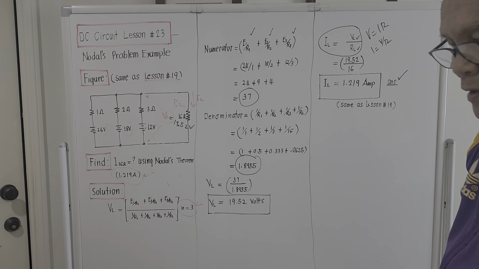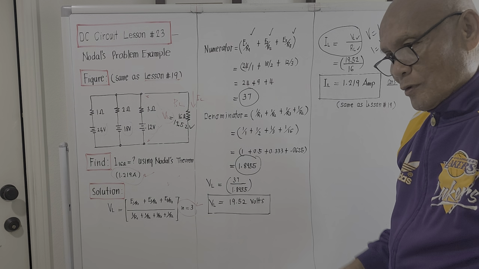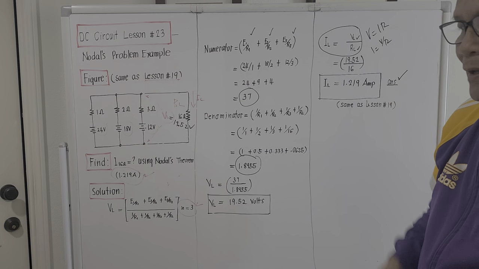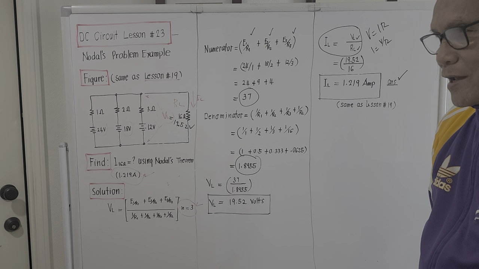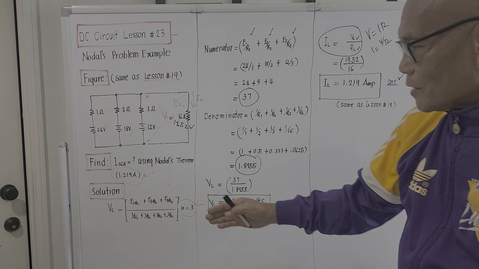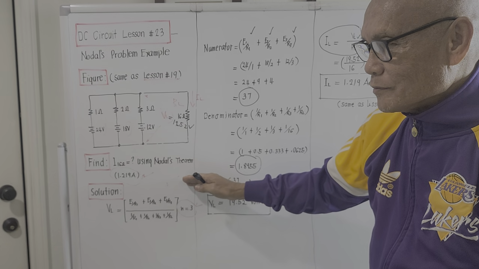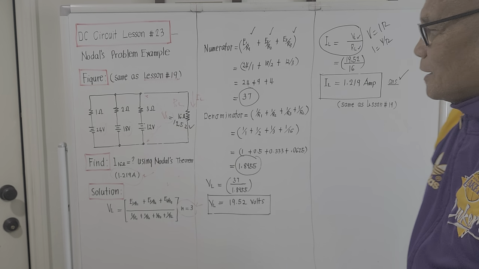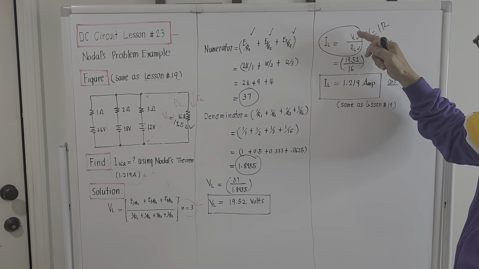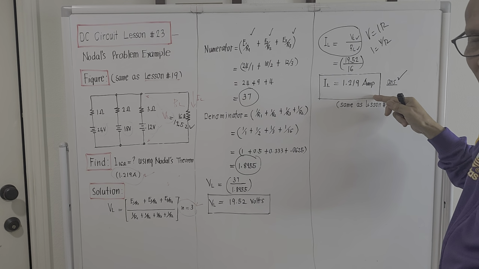That's it, guys. So meaning to say, the nodal theorem is actually a very neat, simple solution. It is concise because as long as you know the equation, we can compute for V sub L, and after computing for V sub L, I will just take the ratio V sub L over R sub L, and that will be I sub L.